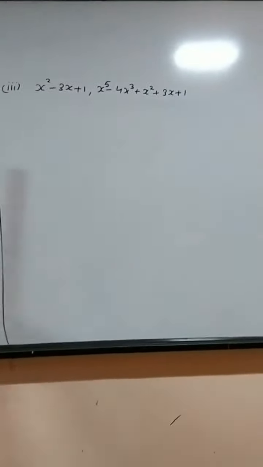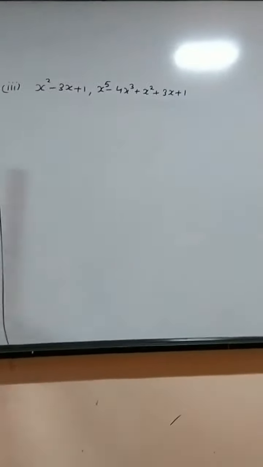3x square minus 0x square is 3x square plus 0x minus 5. Multiply by 1 because these and these are the same. So multiply by 1 only. It will become 3x square plus 0x minus 5. The remainder is 0. Therefore, x square plus 2x plus 1 is a factor of px.